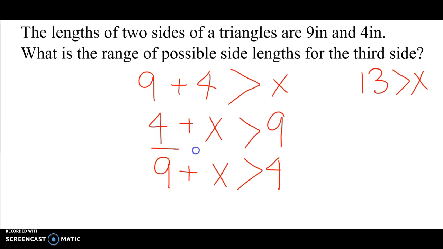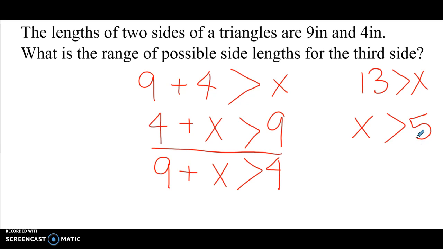How can we solve this middle inequality? Subtract 4. That's just like if this was an equal sign in the middle instead of a greater than. So x is greater than 5. So those ones make sense, right?